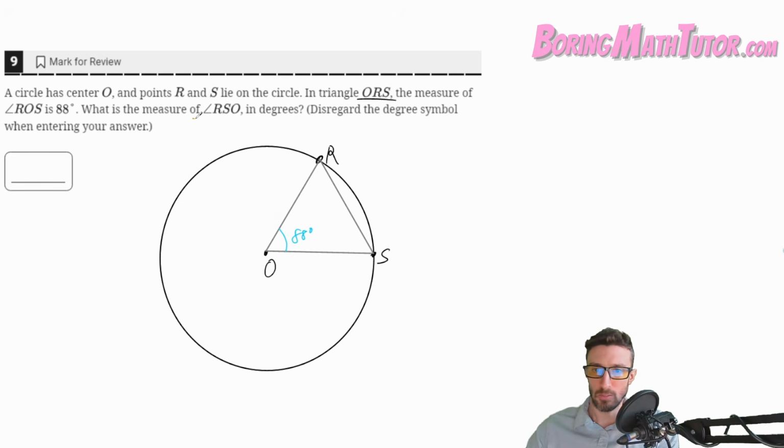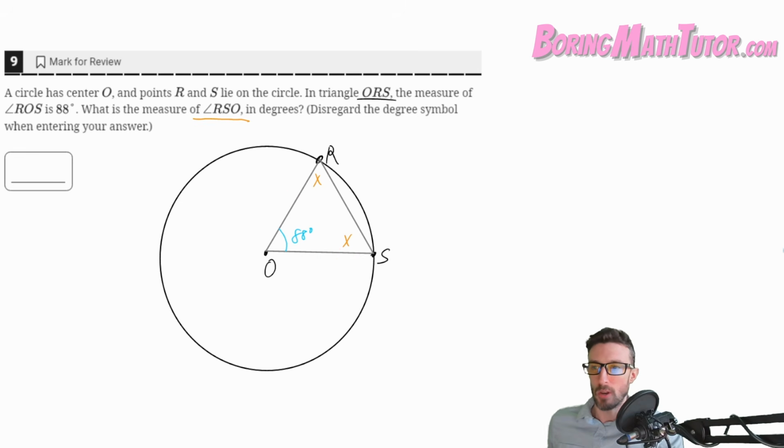But then they're asking us about the measure of angle RSO, so that would be down here. I'm going to call that X. But here's the thing. We got ourselves a circle. And if we have a circle, then we can recognize that this one and this one are both radii. So that must mean that those two sides are equal. Well, if those two sides are equal, that means that these two angles across from them are equal. So if this one's X, then that means that this one's X as well.